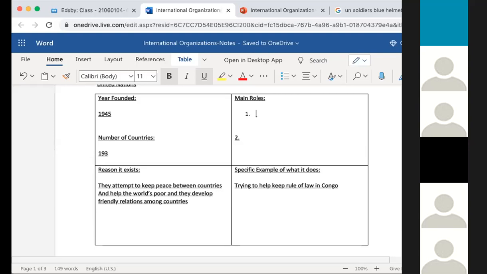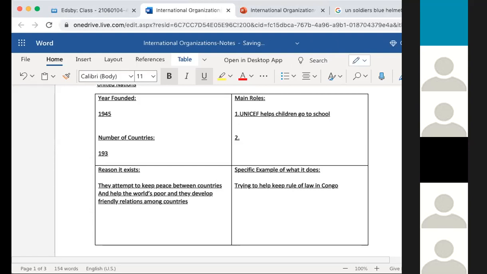UNICEF. Okay, what does UNICEF do? Helps the children. Helps children what? Sing and laugh and play together? Yes. What does UNICEF help them do? Helps children what? Go to school?